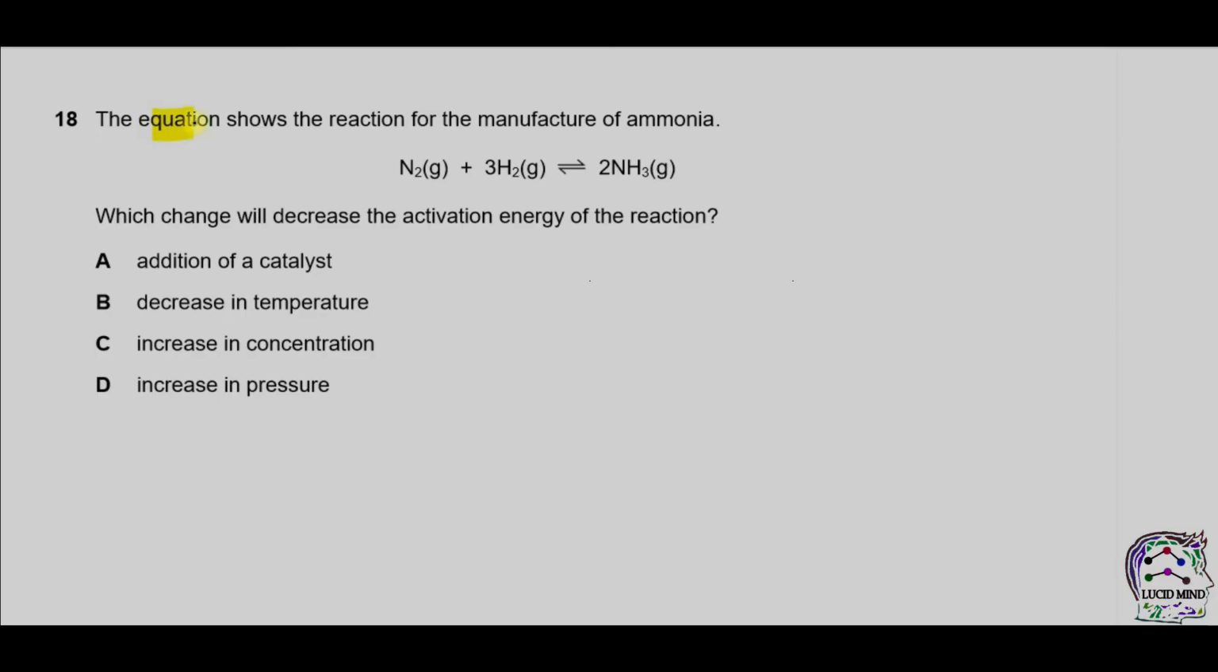Question 18, the equation shows the reaction for the manufacture of ammonia. We have nitrogen gas that reacts with hydrogen gas to form ammonia gas. Which change will decrease the activation energy of the reaction? Part A, addition of a catalyst. Now this is true because catalyst decreases the activation energy of the reaction and now the reaction will become faster. So option A is correct.